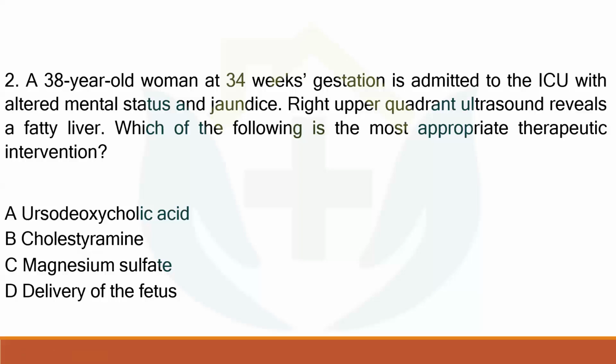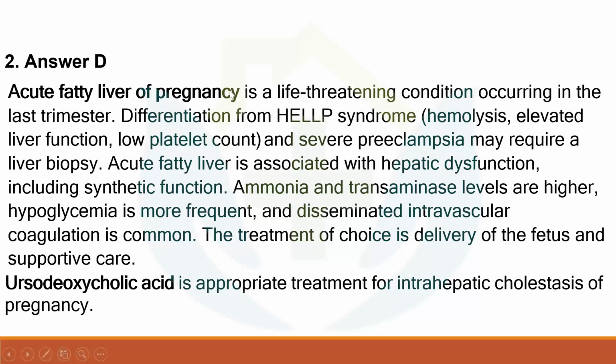Option D is correct. That is the delivery of the fetus. Let's see why this option is correct. The exact diagnosis in this case is acute fatty liver of pregnancy. It is a life-threatening condition occurring in the last trimester.